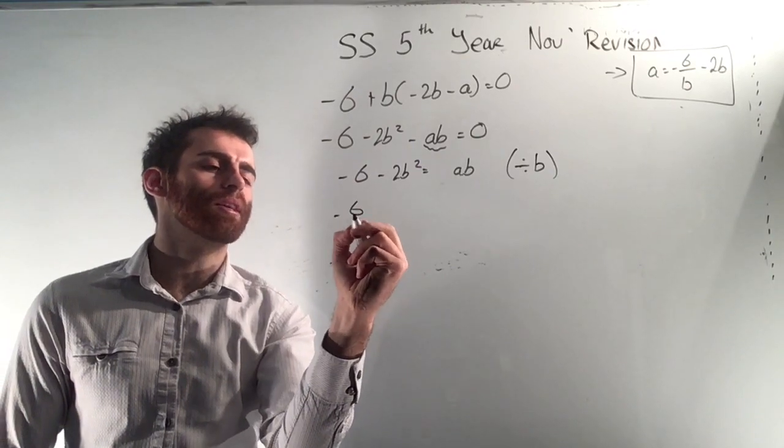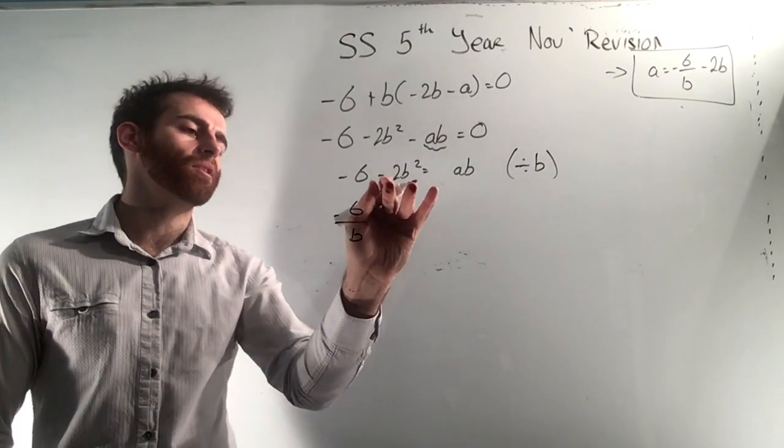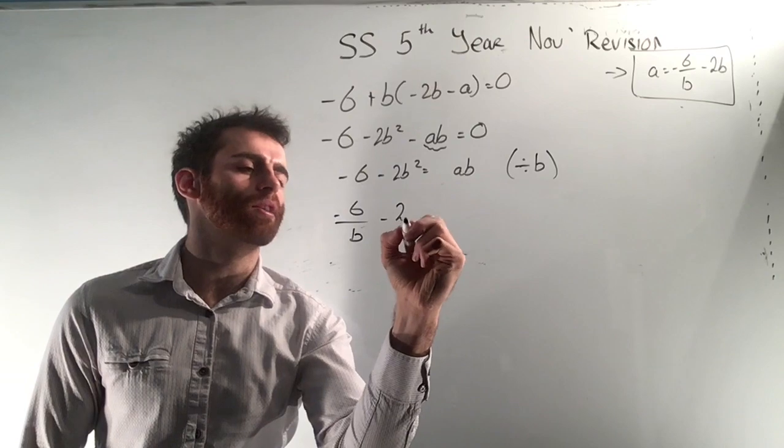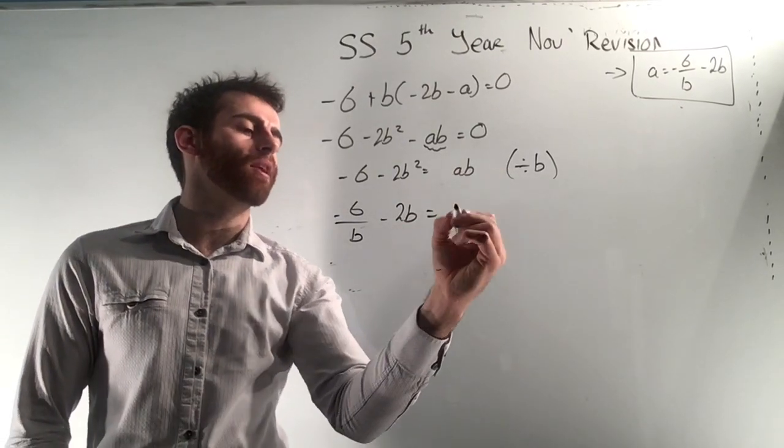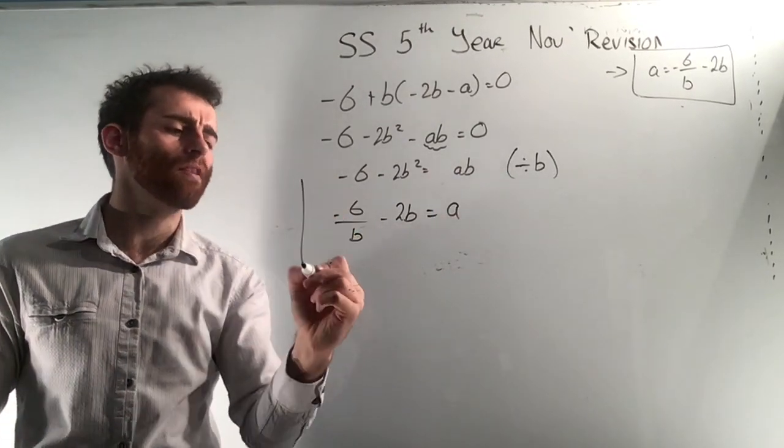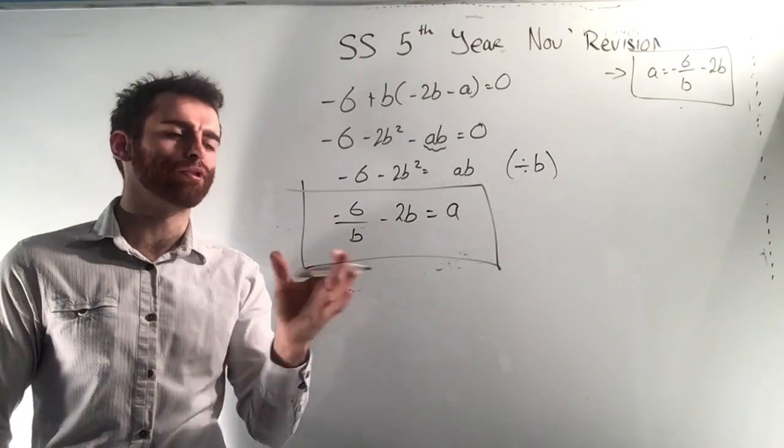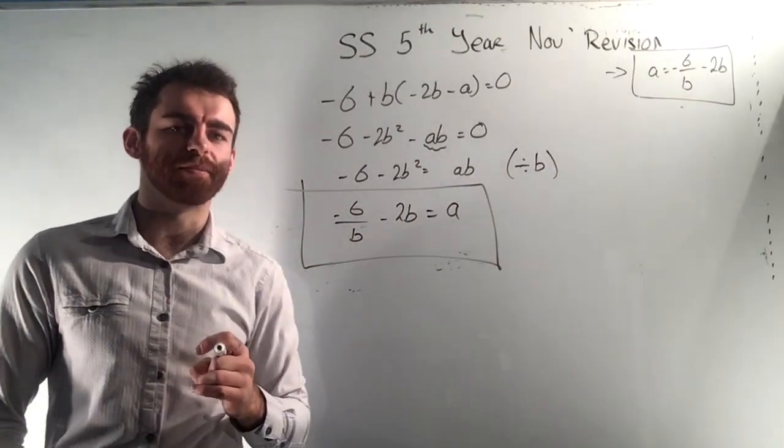Minus 6 divided by b is minus 6 over b. Minus 2b squared divided by b is just minus 2b. And ab divided by b is just a. And if you notice from there, then that is what we were trying to get to. That's exactly what they asked me there.